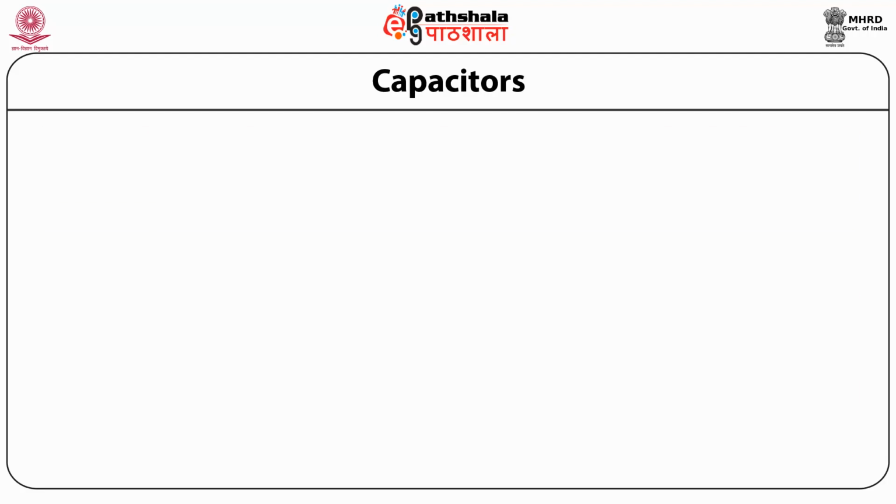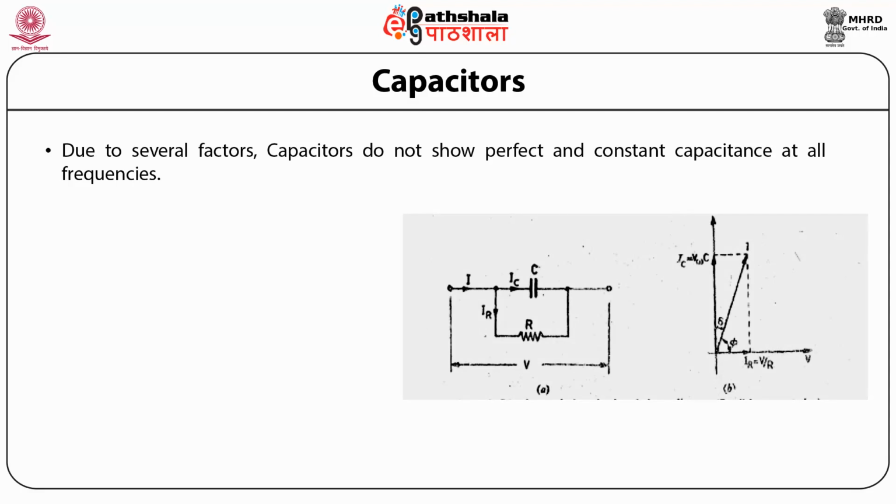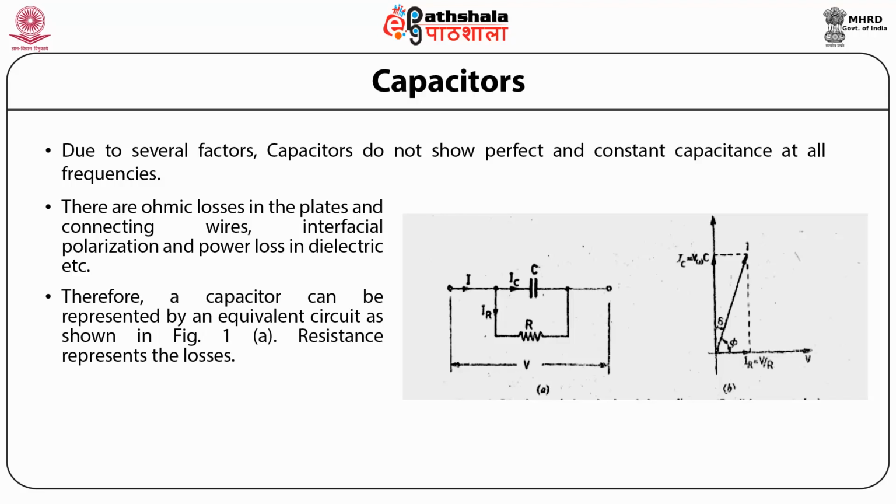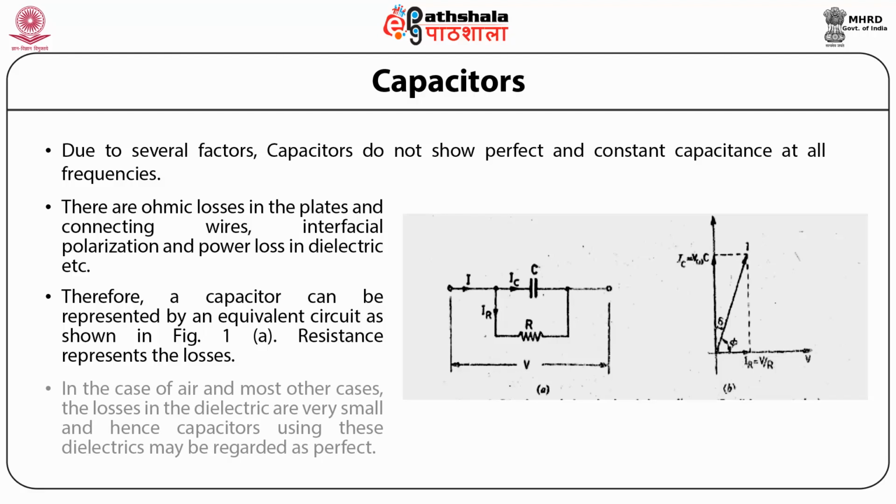Students, now let us see the capacitors. Due to several factors, capacitors do not show perfect and constant capacitance at all frequencies. There are ohmic losses in the plates and connecting wires, interfacial polarization, and power loss in dielectric, etc. Therefore, a capacitor can be represented by an equivalent circuit as shown in figure 1a. Here, the resistance represents the losses. In the case of air and most other cases, the losses in the dielectric are very small, and hence capacitors using these dielectrics may be regarded as perfect.